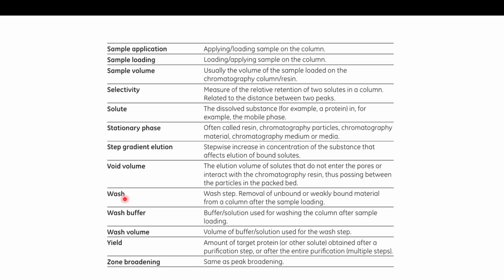So those things depend on your column volume, the property of the solute as well as the matrix. So washes are given to remove non-specifically bound proteins or other contaminants, and then elution actually takes place using a proper concentration of the ligand. And zone broadening is the same as peak broadening, and yield is the amount of the target protein or any other solute or sample of your interest obtained after a purification step or after the entire purification, like multi-step purification.